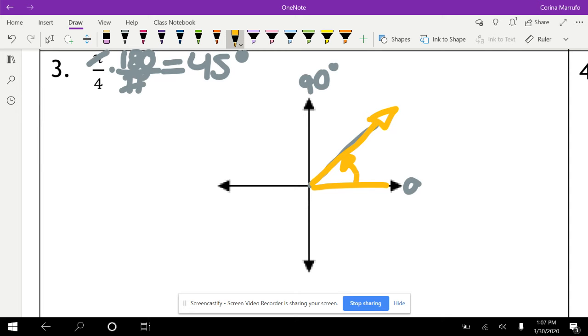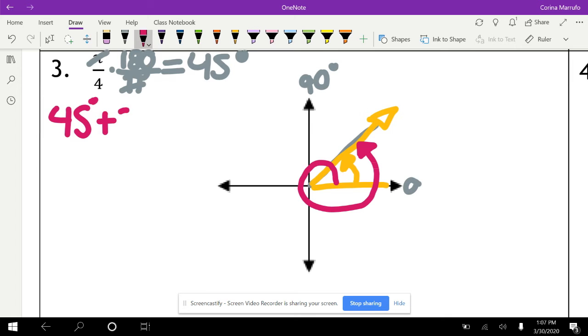To get the positive coterminal angle, we're going to take our 45 degrees and add one full rotation. We start here, go around once, and end here. That would be a positive coterminal angle because it starts at the same place and ends at the same place, but it goes around one circle first before it stops. So we're going to add 360. In our calculators, we do 45 plus 360, and that gives us 405 degrees.